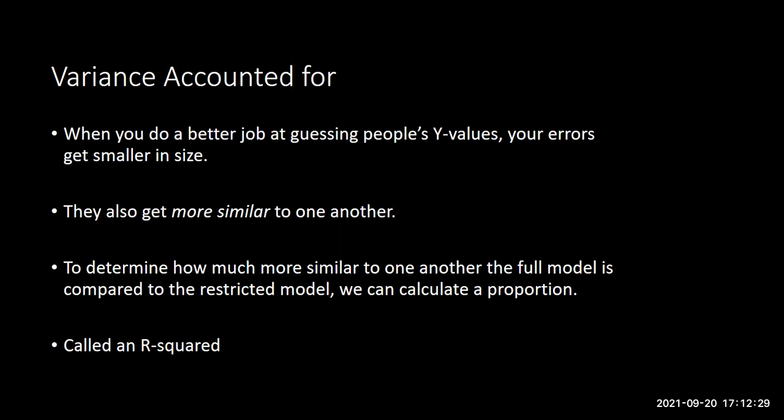My transition here was that the errors don't just have a mean or a sum. They also have a variance. So when you do a good job at guessing people's Y values, your errors are going to get smaller in size. I've shown you lots of diagrams of how things get smaller in size. But they also get more similar to one another. And if you want to look at how much more similar they get to one another, you can measure that with the R squared in our variance accounted for.